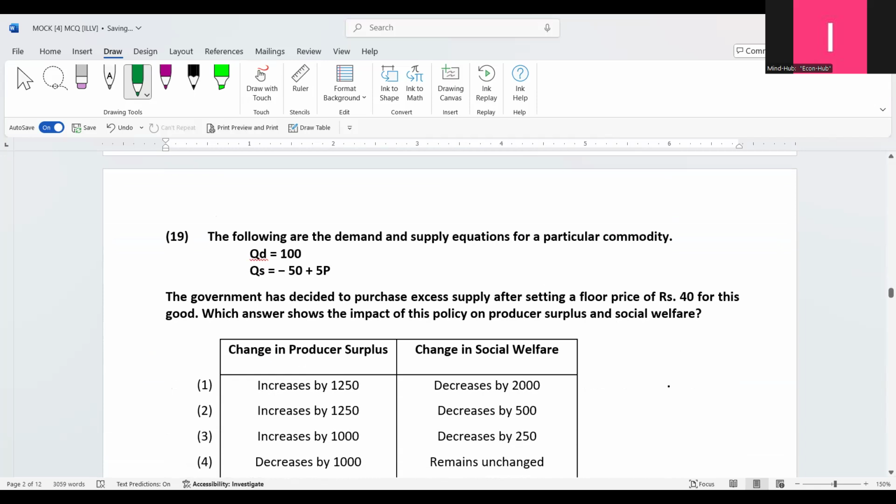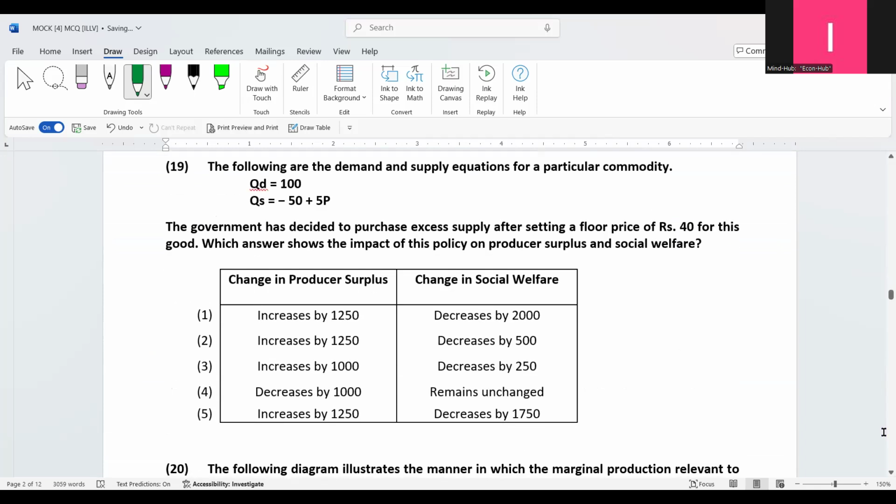Question 19. The following are the demand and supply equations for a particular commodity. QD equals 100, so it's perfectly inelastic demand, and supply is elastic. The government has decided to purchase the excess supply after setting a price floor of rupees 40 for this good. Which answer shows the impact of this policy on producer surplus and change in social welfare?